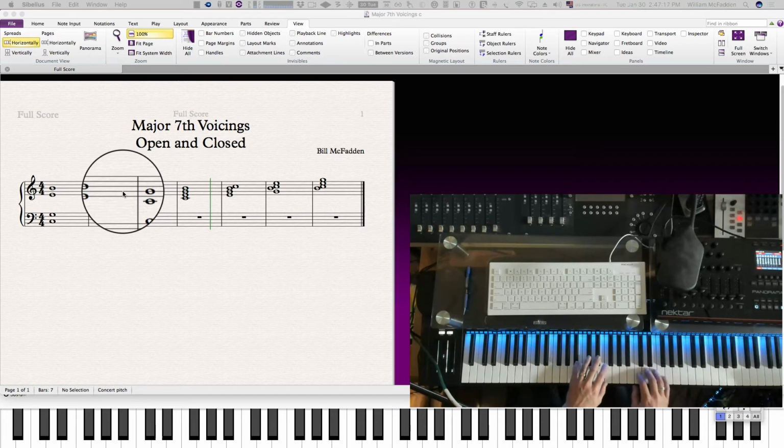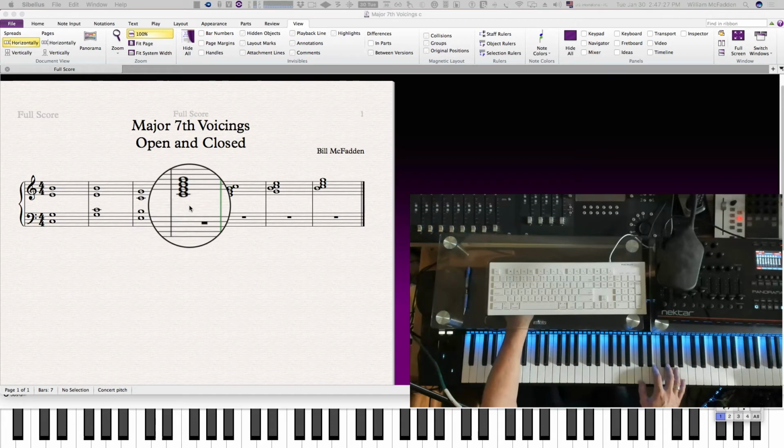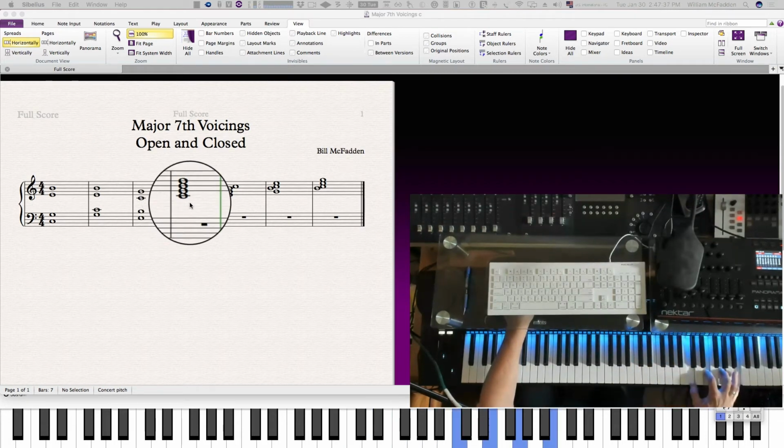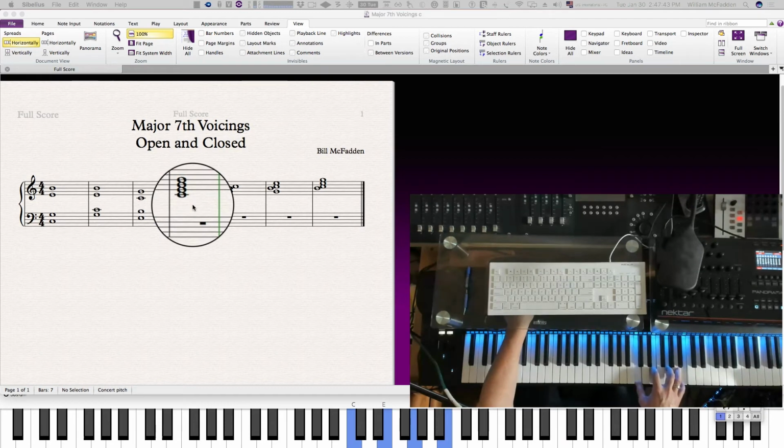Now, another thing you can do with these open voicings is you can do planing. And you can do it with the closed voicings too. For example, let's start with the closed voicing, the root position. And just move that same finger position up the C scale. So we're planing. We keep the same position of our hand and play the notes.